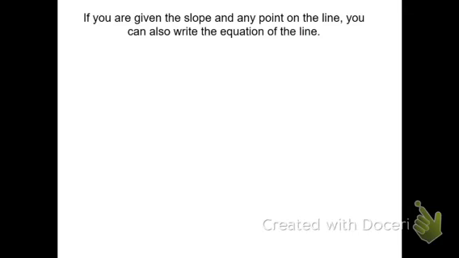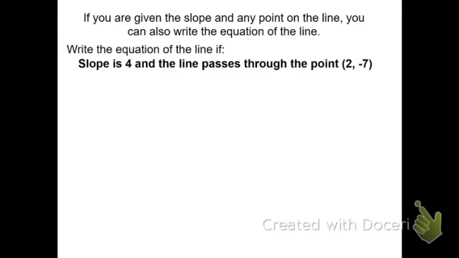Now, if you're given the slope of a line and a point on the line, we can go the other way. So if we're told what the slope is and what the point is, we can actually find the equation. This will be the reverse of what we were just doing. So now we're told that the slope of a line is 4, and that the line passes through the point (2, -7). So we can find the equation of this line in point-slope form.